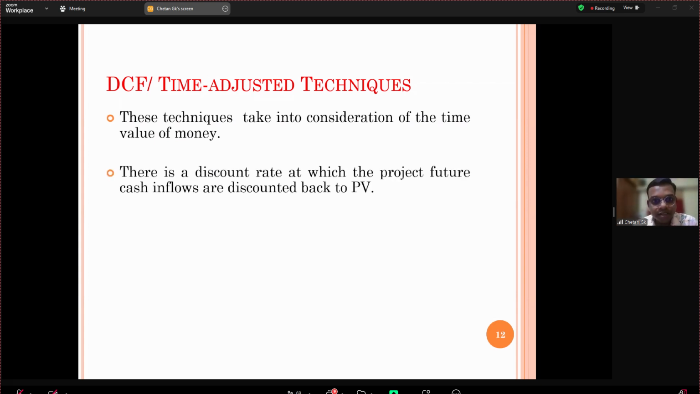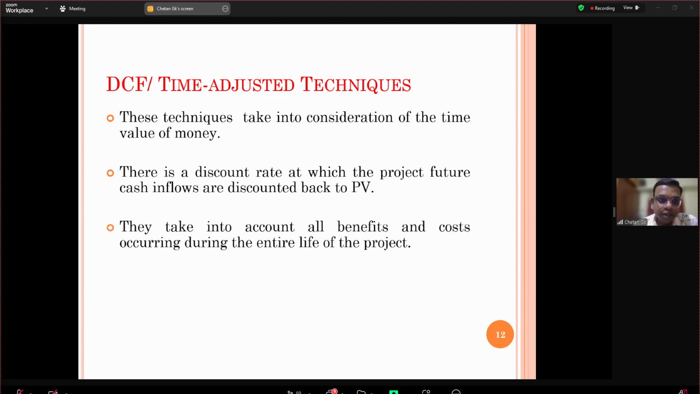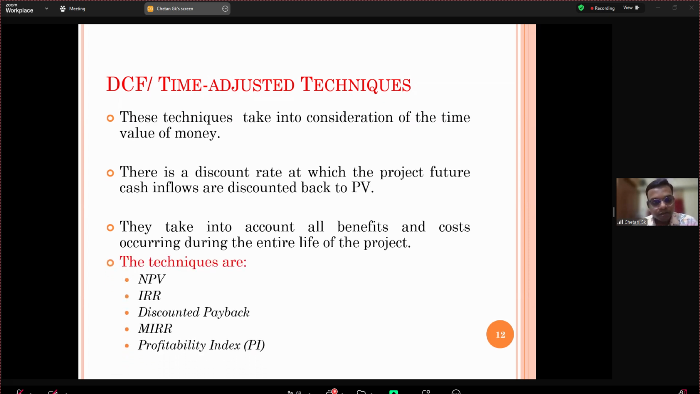There is a discount rate at which the project's future cash flows are discounted back to present value terms. So you know that it is the WACC. They take into account all the benefits and costs accruing during the entire life of the project. So what are the various time adjusted techniques we have got? The NPV, IRR, discounted payback, MIRR, that is modified internal rate of return, and profitability index. These are the various time adjusted techniques we have with us. So we'll be discussing them one by one.